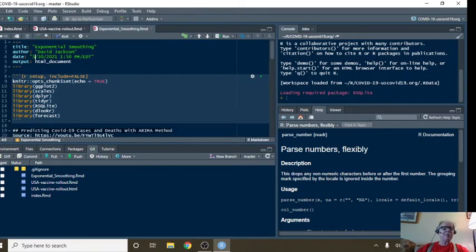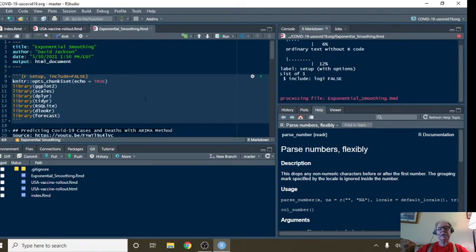Let's begin with the ARIMA model first. See exactly what this is. Give us any insight into what's going on.